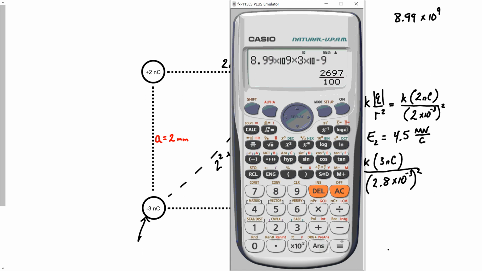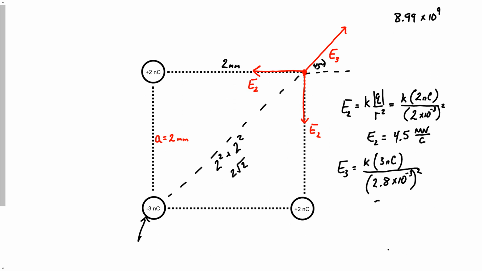Again, students miss these problems because they forget their exponents. Divide by 2.8 exponent -3, and then they usually forget to do this square at this part. And let's see what we get for a number on this one. 3.44 meganewtons. So this one here, I'll make it easy, 3.4 meganewtons per coulomb is my field at that point due to E3.